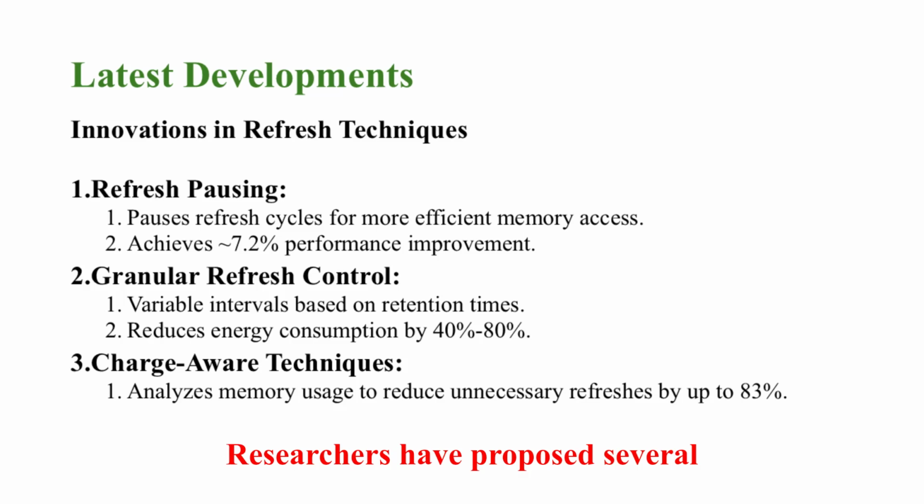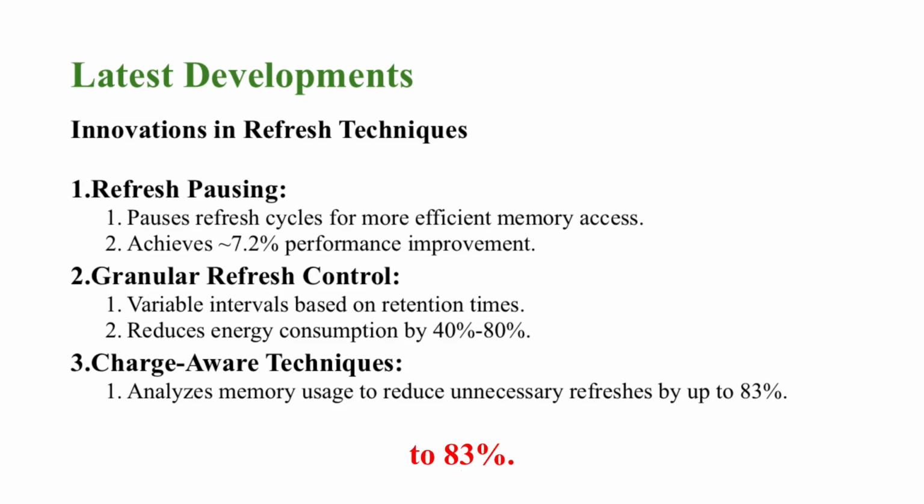Researchers have proposed several strategies to address these challenges. Refresh pausing introduces pauses to allow critical read-write operations, improving performance by around 7.2%. Granular refresh control adjusts intervals based on retention times, reducing energy usage by up to 80%. Charge-aware techniques analyze memory usage to skip unnecessary refreshes, achieving reductions of up to 83%.